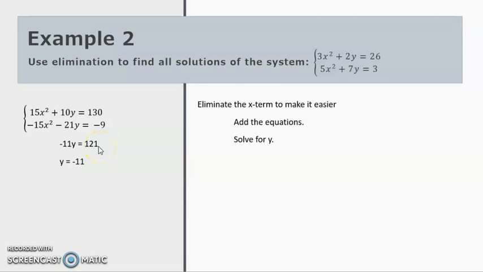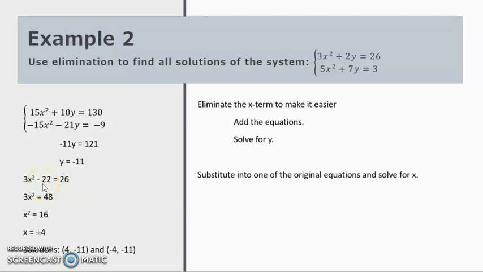Now that I've added the equations, I just have a one-step equation to solve. I just divide by -11 and find out that y has to be -11. Now to find the x's, I'm going to take this and put it into one of the equations and solve for x. So I took -11 and put it into the first equation for y. I put it right here and I did 2 times -11 and I got -22.